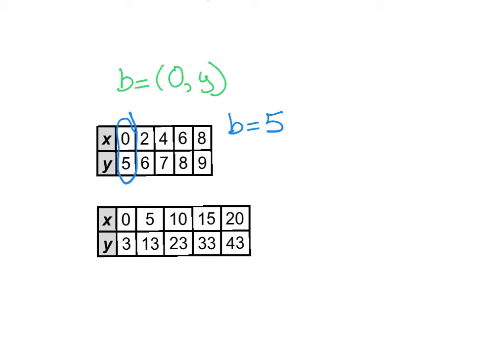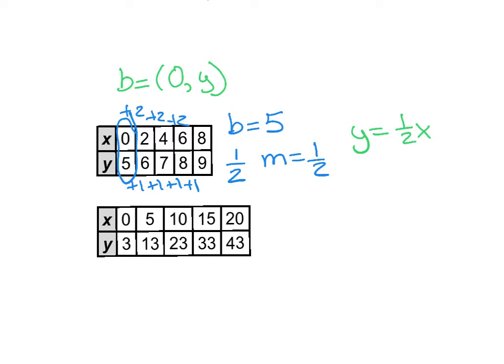Okay? Does anyone remember how to find slope from this table? Yeah, it's going to be change in y over change in x. So y is changing by how many? 1. X is changing by 2. So change in y is 1, change in x is 2. So your slope is 1/2. So your equation is going to be y equals, instead of m, you're going to put in 1/2 x plus 5. Good.